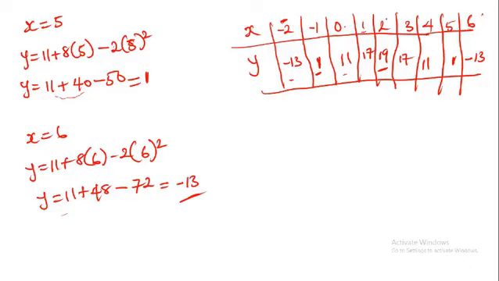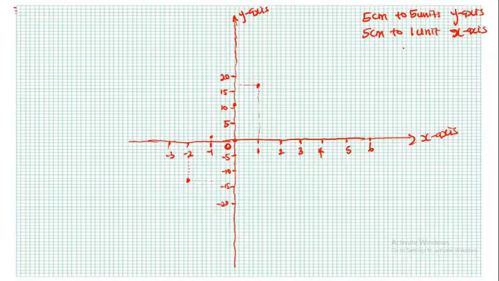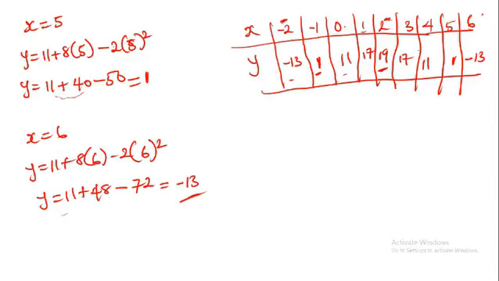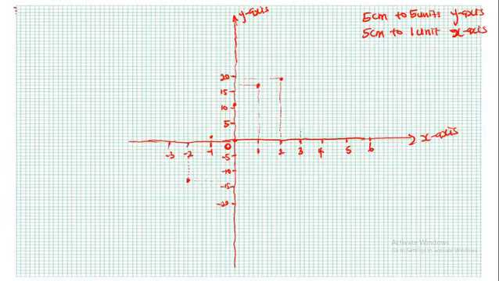When x is 2, y is 19. So we have 2. We trace it up. And this is 17. Remember, 18, 19. So trace it up, and this is the point. Now when x is 3, y is 17. It's now dropping.